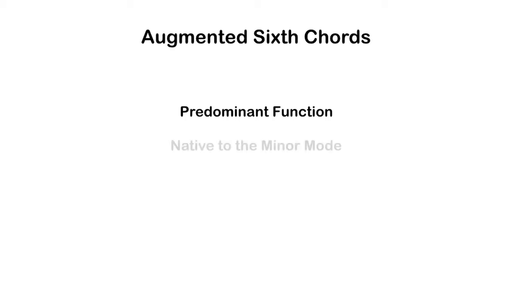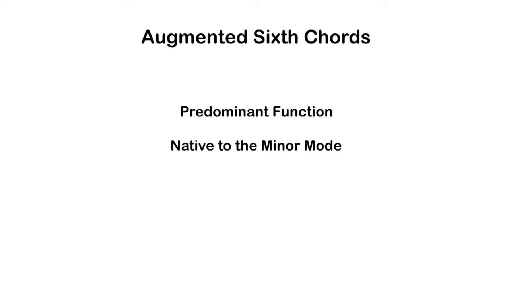We can think of these chords as being native to the minor mode, and we'll see how that works in just a minute. When we spell them, we're going to be using mostly scale degrees that show up in the minor mode. So when these things show up in the major mode, we need to think of them as being borrowed or a form of mode mixture from the minor mode.